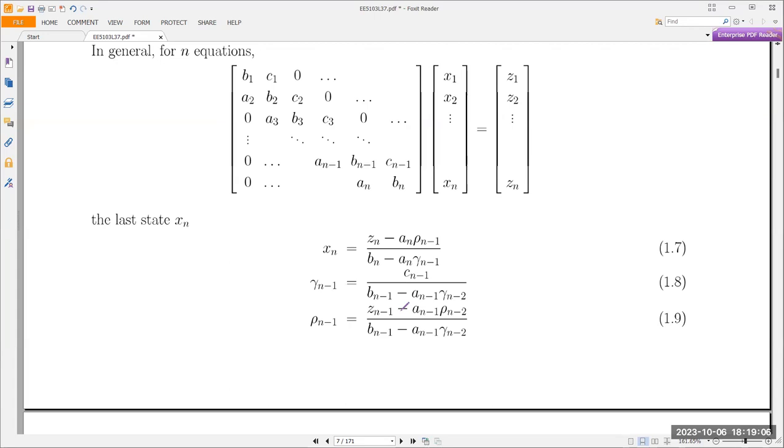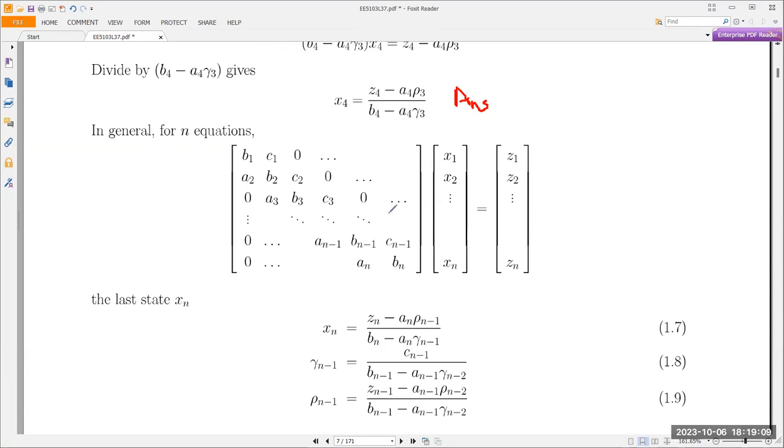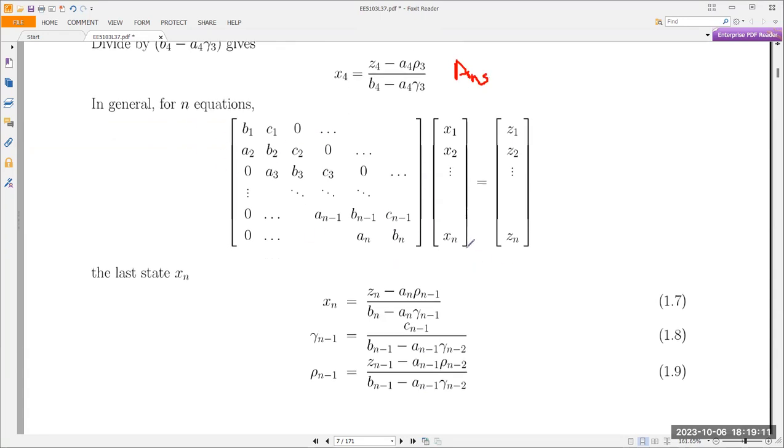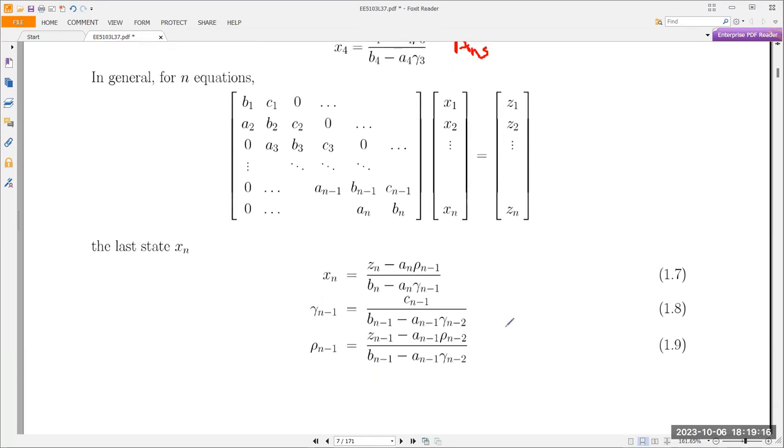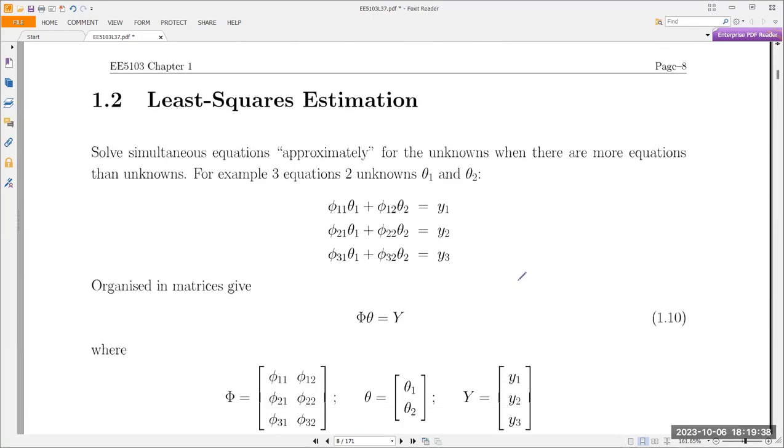Okay. So, which means given n simultaneous equations, you can solve for xn using this formula. So now, that is how to solve simultaneous equations systematically. We will use it in the Kalman filter. That's why I need to teach that first. The next thing I need to teach you is again solving simultaneous equations, and it is called least square estimation.